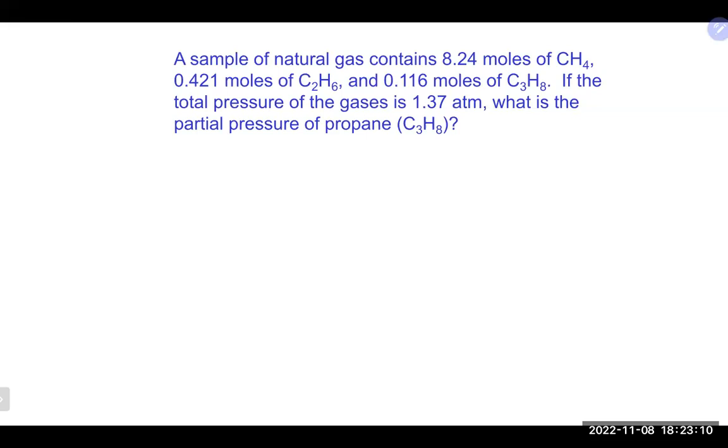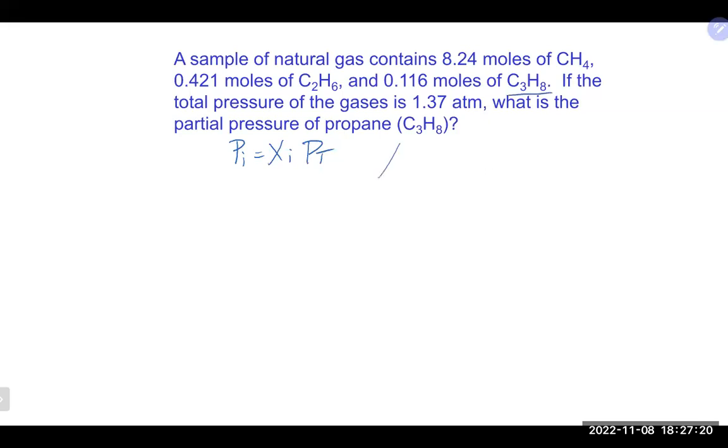It contains 8.24 moles of methane, 0.421 moles of ethane, and 0.116 moles of propane. The total pressure is given, but not temperature or volume, though we do have the moles of all the gases in this mixture. So we could use that other formula that we saw, which is the partial pressure of a gas is equal to the mole fraction of that gas times the total pressure. And we have all that information basically given to us, or we could calculate it.